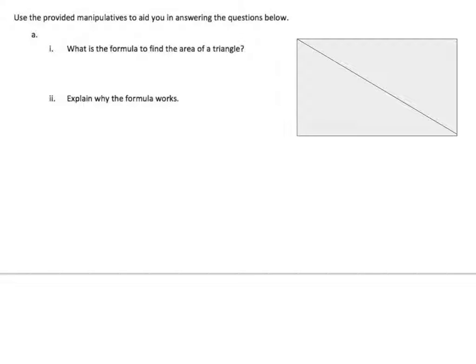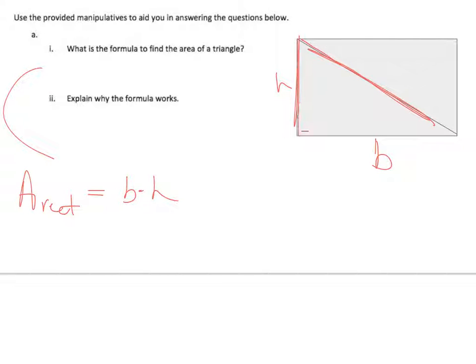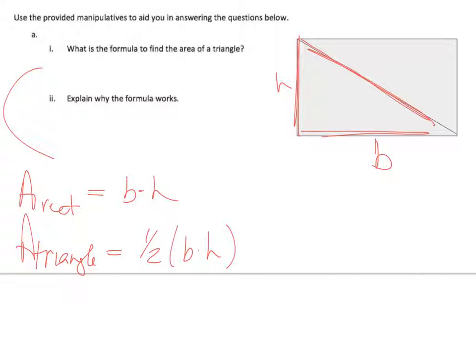What is the formula to find the area of a triangle? Well, if we look at this rectangle right here, I have base of a rectangle and height of a rectangle. So if we had area of a rectangle equals base times height, when I draw a diagonal here, I still have a height and a base, but the area of my triangle is 1/2 of a rectangle, or 1/2 base times height. That's why the formula works.